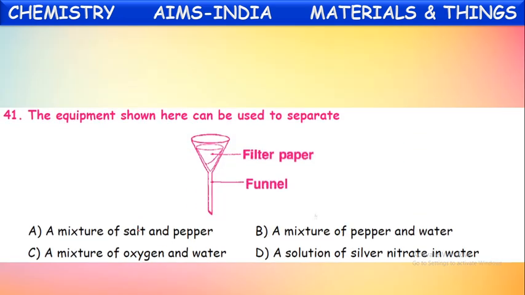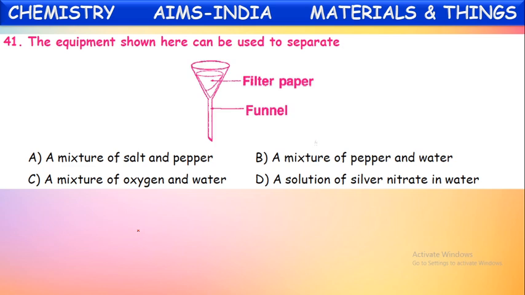Next, the equipment shown here can be used to separate. See, what is this equipment here? Funnel with the filter paper. For the separation of which kind of mixtures is it used? Generally, this is used for an insoluble solid in water. Liquid and solid mixtures can be separated by using this funnel with filter paper, in which the solid is insoluble in that liquid. Then that mixture can be separated by using this. See in the given options, which is that kind of mixture, a liquid with an insoluble solid.